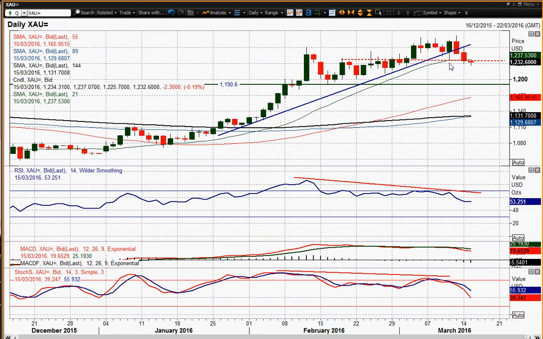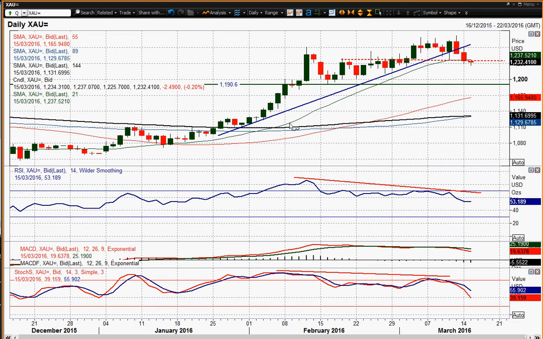Arguably that also completes a small top pattern, which you could give a rough measure of about 40 odd dollars, sorry, and so measure it downwards. You're looking out for the $1,200 area, maybe even a move towards 1190. So it looks like we're rolling over.